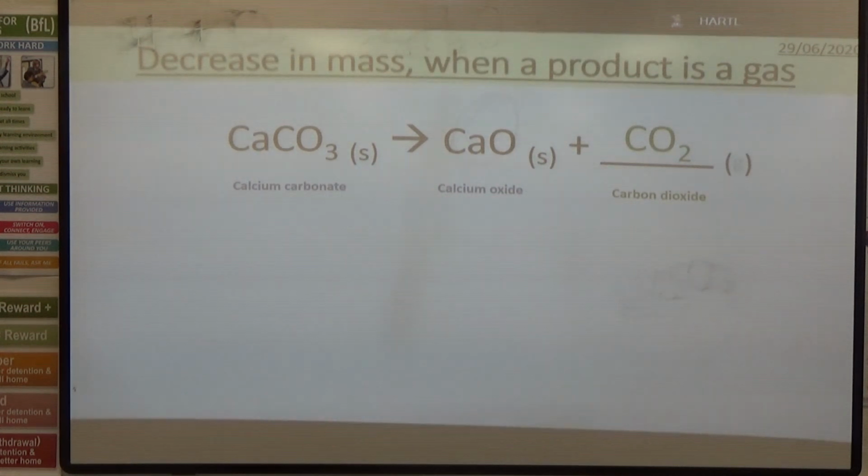So, for this to happen, calcium carbonate is a powder you can thermally decompose. If you heat it up, you'll make calcium oxide and produce carbon dioxide as a byproduct as well. So one of your products is a gas, the other one is a solid.